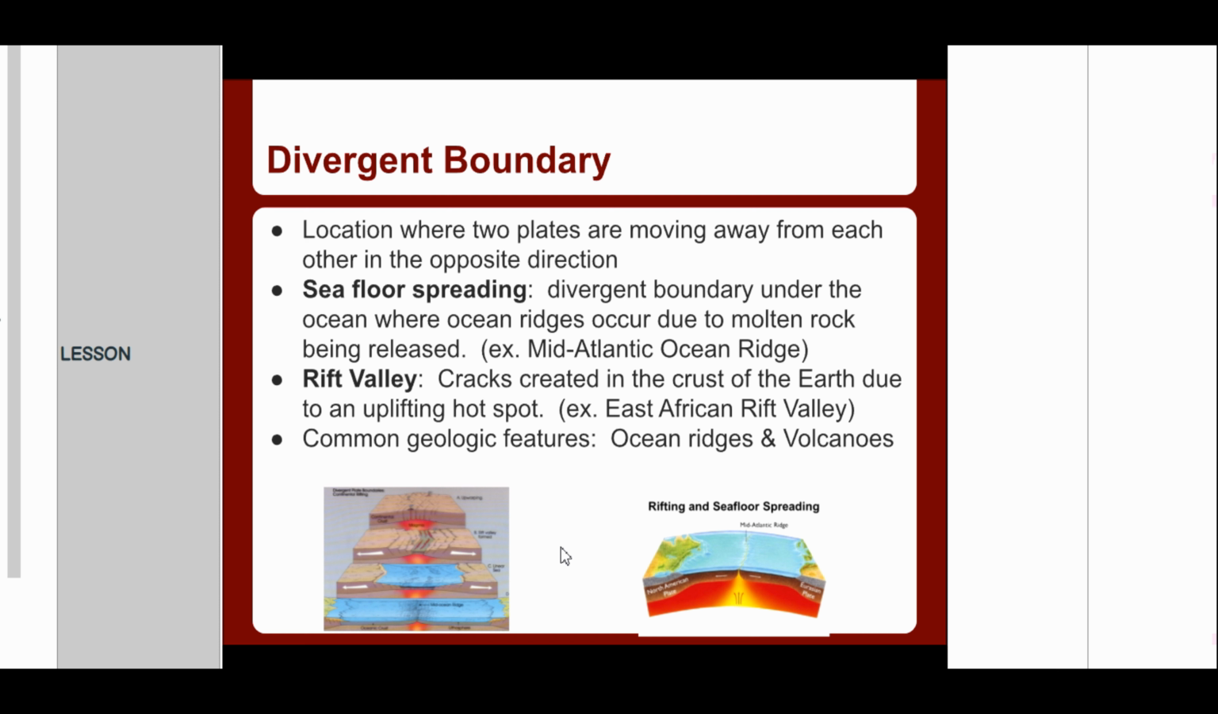You can have ocean ridges, you can have volcanoes, you can have rift valleys, all kinds of different features at these locations. And you've got some images here that are a little bit more clear on your own Chromebooks than they will be on this video of divergent boundaries happening and these pieces of crust moving away from each other.